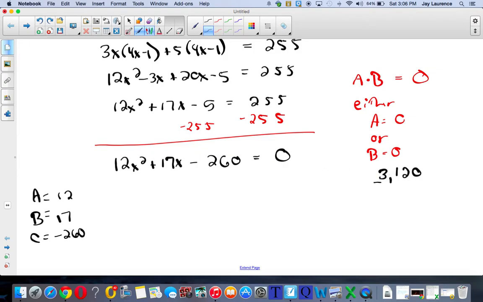All right. Now I need 2 factors of that are going to subtract to get 17. I'm going to try my square root trick. I'm going to take the square root of 3,120, and I'm going to see if it works. Oops, something's wrong.